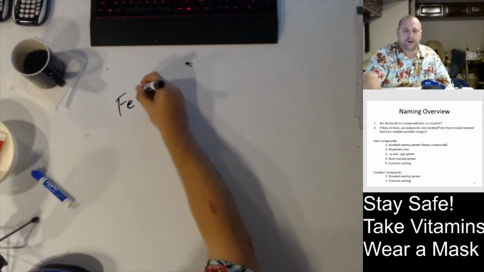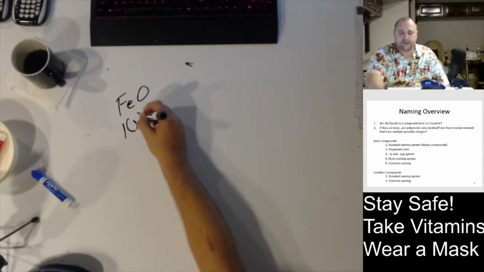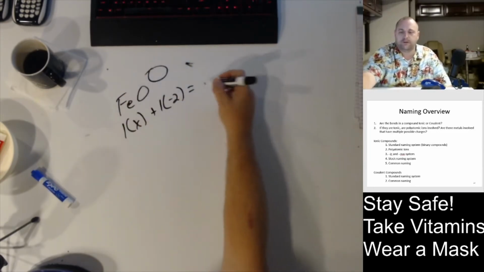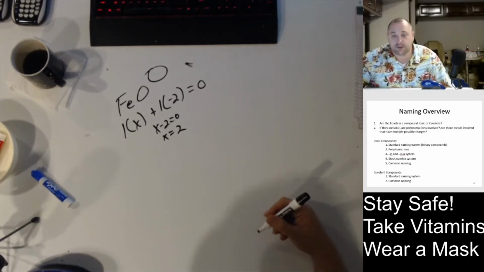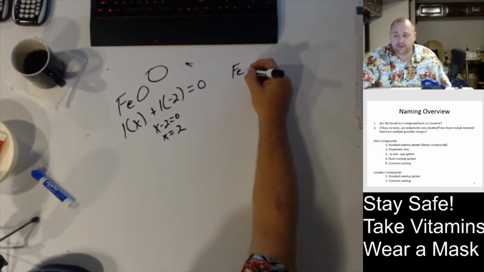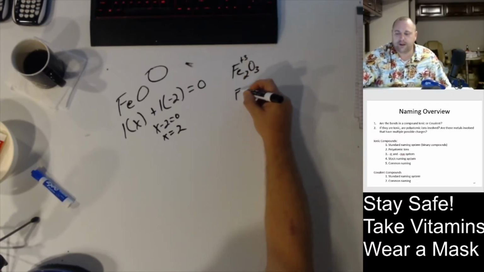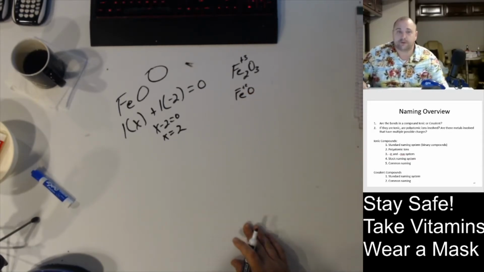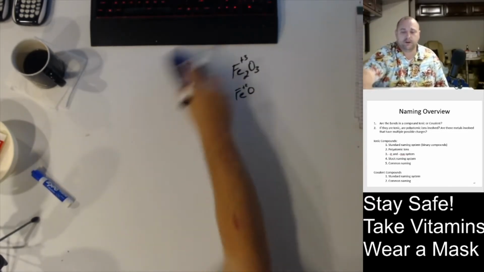So we're looking at FeO now. In this case, I've got 1 times X plus 1 times -2 equals, again, there's nothing up here, so this will be 0. So X minus 2 equals 0. X is equal to 2. This is my iron that's got a +2. So I've got Fe2O3, where this is a +3, and I've got FeO, where this is a +2. So 2 different compounds. So how we name these then depends on the system.